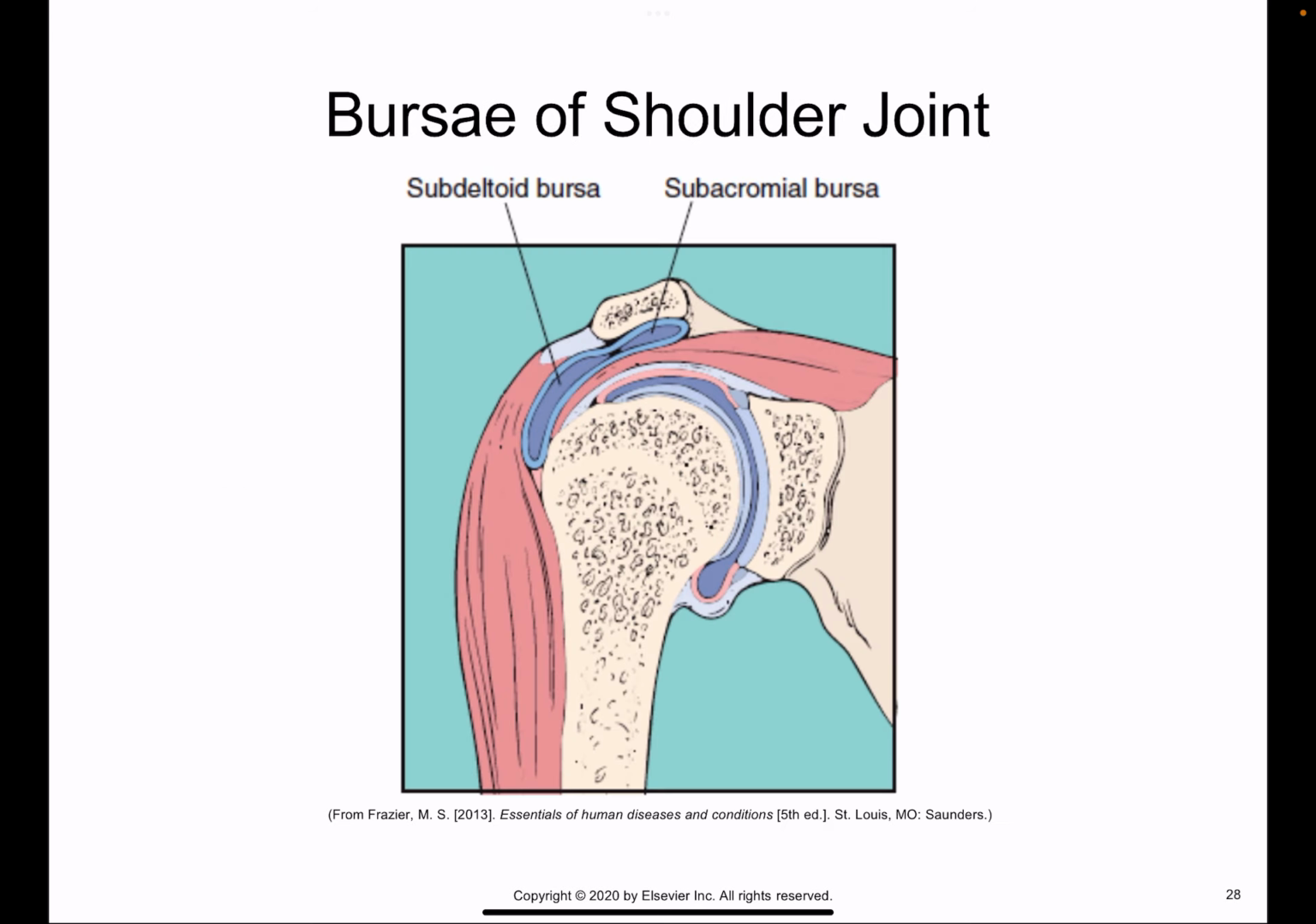Here is where we can see the subdeltoid bursa and the subacromial bursa. Of course, I'm going to have one. This is a protective factor. Not only is it a protective factor, it's trying to make being a joint as smooth as possible. So of course I'm going to have one for this part of the process and this part of the process.